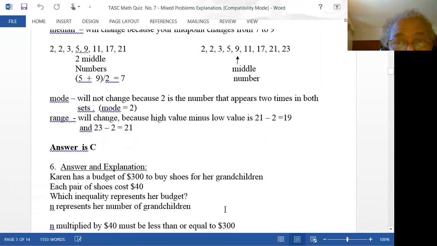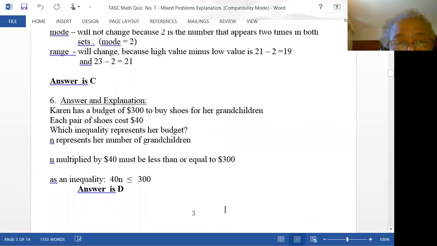Okay, let's go to number 6. Number 6 deals with Karen, a grandmother who has a $300 budget to buy shoes for her grandchildren. Each pair of shoes costs $40. Which inequality represents her budget? Now, inequalities are things that look like this one is less than or equal. And if you turn this to the right, it would be greater than or equal. Or you could have just less than, or you could have greater than.